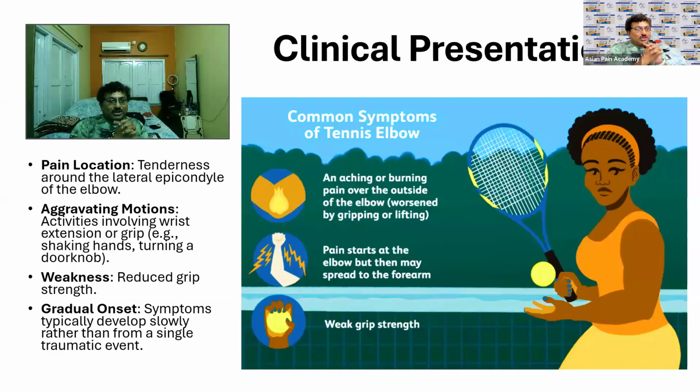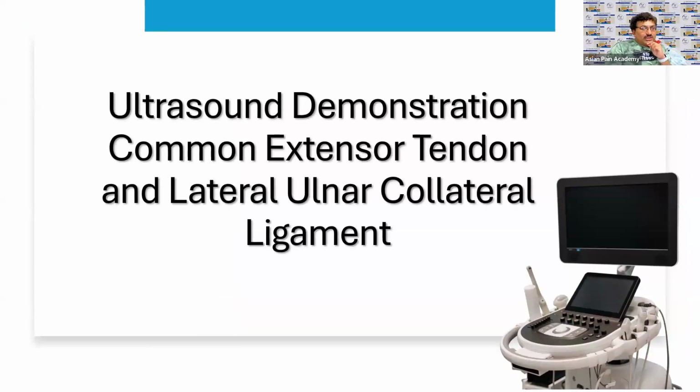Now, what are the symptoms? Among the symptoms, first of all, there would be tenderness around the lateral epicondyle of the elbow. There could be pain that is aggravated with motion. There could be weakness with reduced grip strength, and gradual onset, symptoms typically develop slowly rather than from a single traumatic event. So now coming to the ultrasound guided demonstration of the common extensor tendon and the lateral ulnar collateral ligament. Okay.